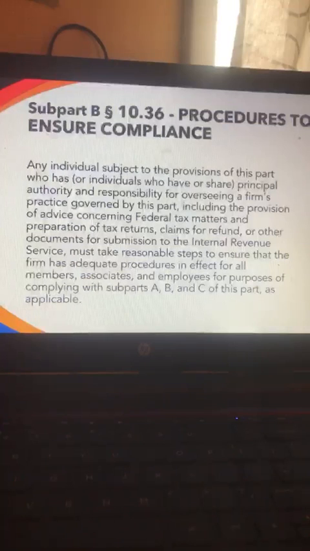So, if you are an employee of a company, I'll use one of my accountants as an example. I have a wonderful girl, works in the front of our office, does a lot of our accounting work for us, but she is not a principal authority and responsibility. Yes, she assists us with the preparation of the tax return, and she may even sign one or something of that nature. But she is not the principal authority and responsibility for overseeing it.